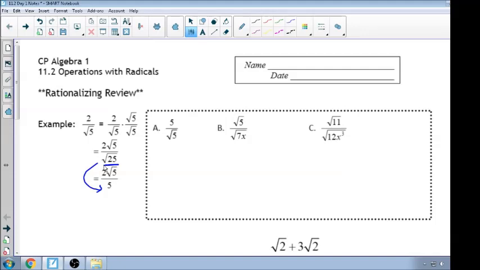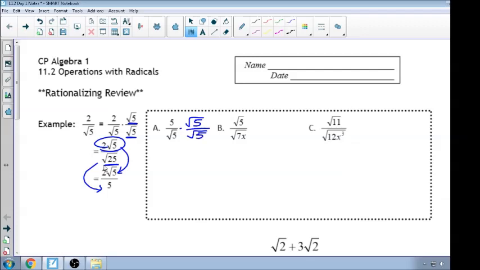Notice, anytime that I multiply something by the denominator, I must also multiply it by the numerator, which means 2 times the square root of 5 just stays 2 square root of 5 all the way through. So let's go ahead and take a look at A real quick. What we'd have to do is exactly the same thing the example did. I'm going to multiply both the numerator and the denominator by the square root of 5.